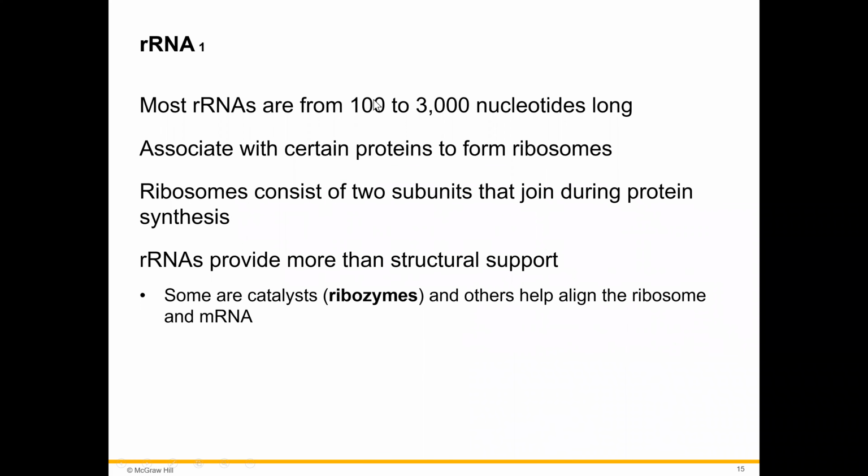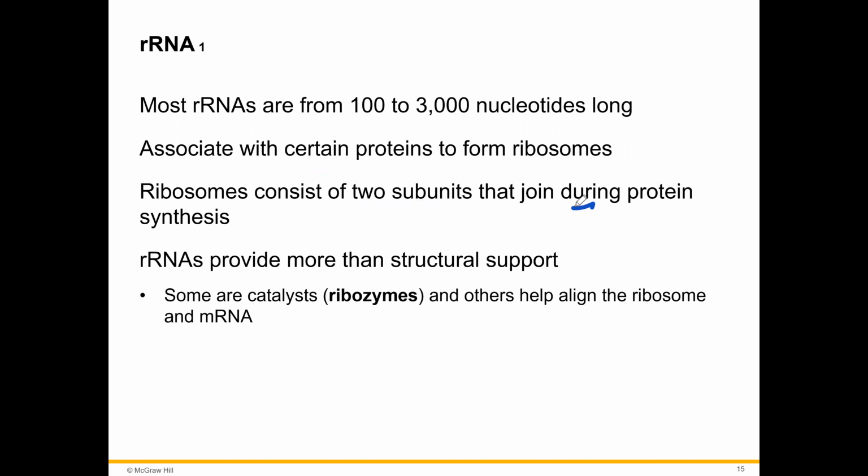Then we have our rRNA, that is ribosomal RNA. Most ribosomal RNA are 100 to 3,000 nucleotides long and associate with certain proteins to form ribosomes. Ribosomes consist of 2 subunits that join during protein synthesis.